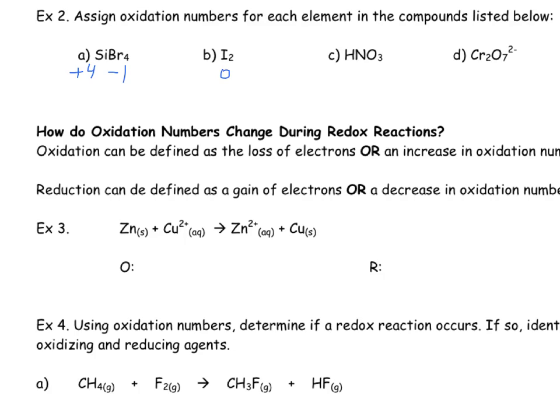HNO3. Hydrogen will be a +1, and each oxygen will be a -2. The nitrogen has to balance the charge to 0. Because I have 3 oxygens, that gives me a -6. But because of the 1 hydrogen, that gives me a -5. Therefore, the nitrogen must balance the remainder and be a +5.